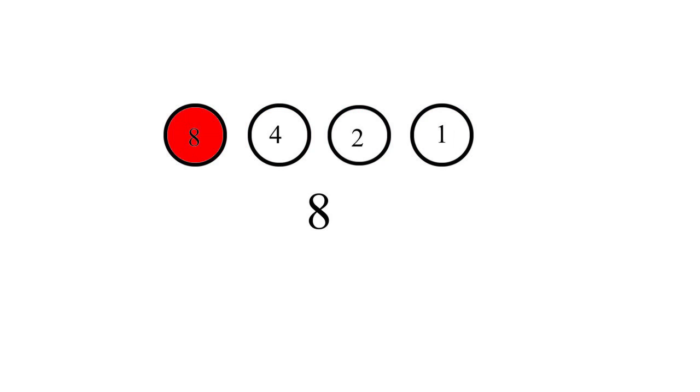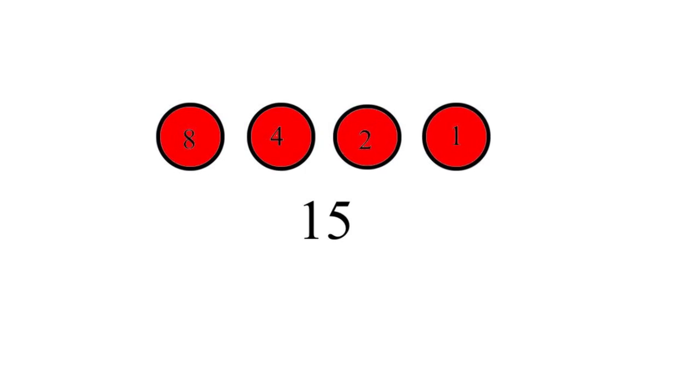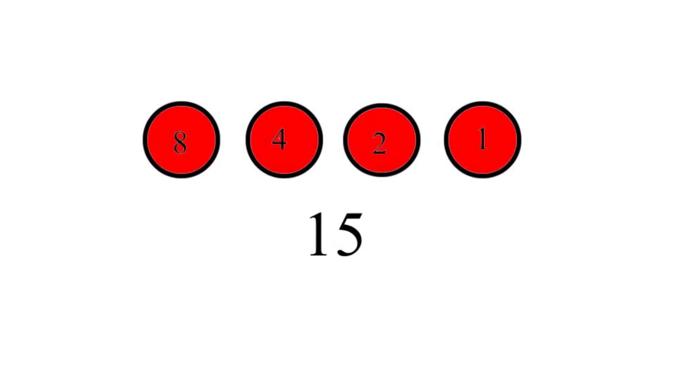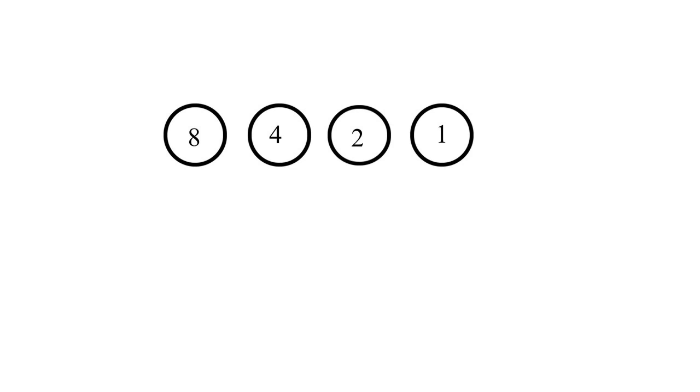This is 8, 9, 10, 11, 12, 13, 14, and 15. All the lights are on. The largest decimal number we can represent with these four LEDs is 15. These four lights represent a 4-bit number. It is possible, of course, to create much larger numbers with additional places.